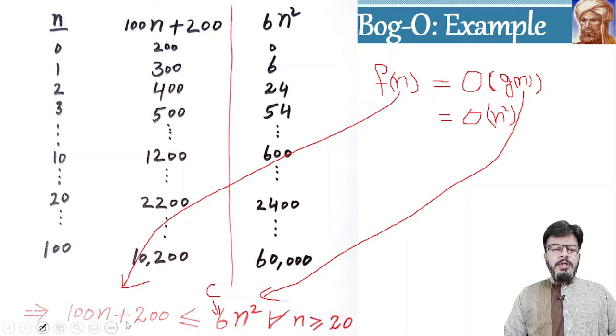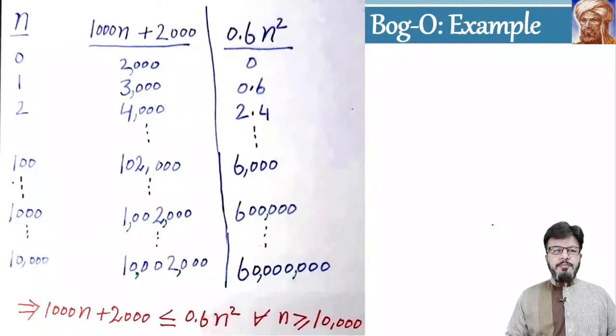How can we prove that this function belongs to big O of n square? We will prove this in the next part of this lecture. Remember, this lecture consists of two parts. Let's look at the next example. This is also the same example as we have already discussed.